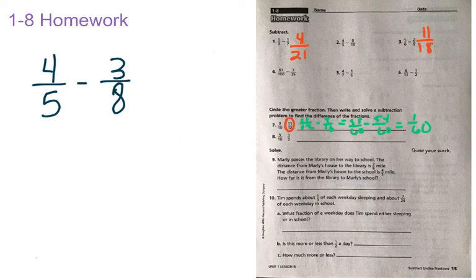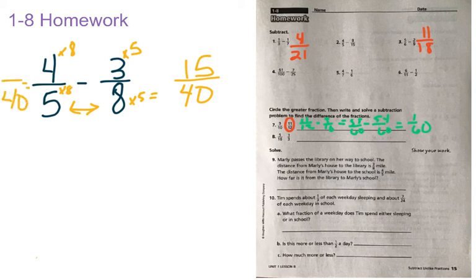Again, we need to first find ourselves a common denominator. And this is a case where we're just going to multiply the denominators by each other. And so 5 times 8 is equal to 40. And remember, whatever we do to the denominator, we have to do to the numerator. And 3 times 5 is equal to 15. And then we'll come to the other side, and we have to multiply both top and bottom by 8. 8 times 5 is equal to 40, and 8 times 4 is equal to 32.